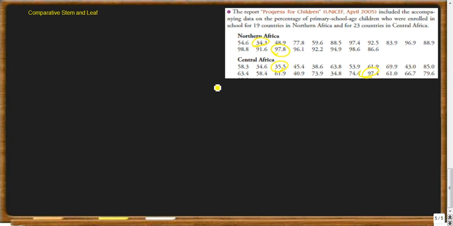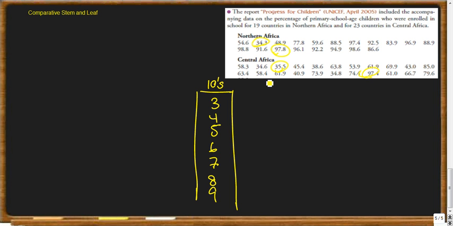So we're going to say that this is our tens. We're going to start with 3, and we're going to go 4, 5, 6, 7, 8, and 9. And we are going to drape this over. Now, we're going to call this one Northern Africa, and this one Central. So to make this comparative, we're going to go down the line, and I'm just going to do one by one each side. So this is a 54.6.